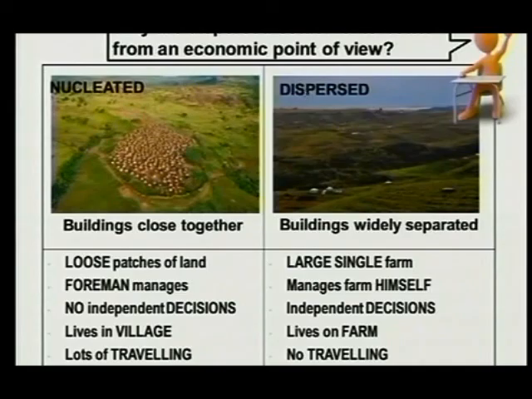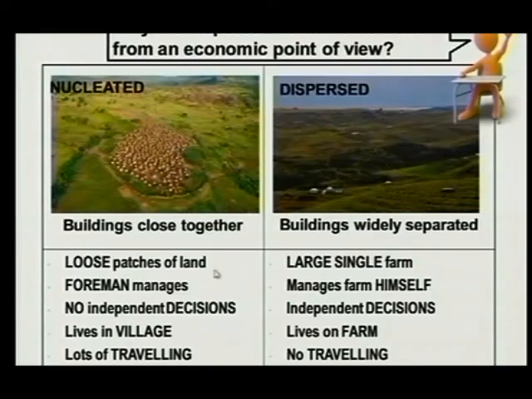Now, firstly, let's have a look at the definition of it. In your nucleated settlement, your buildings are close together, and in your dispersed settlement, the buildings are widely separated. They are further apart. Now, look at these two photos. Immediately you see here we've got the buildings close together, and here they are widely separated. Now, a very popular question is, but why is your dispersed settlement much better from an economic point of view? Why is this one better than that one?